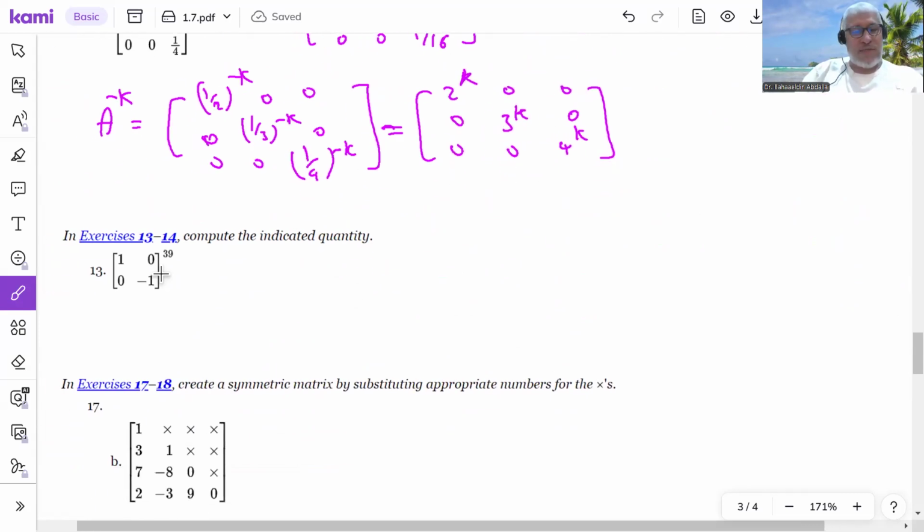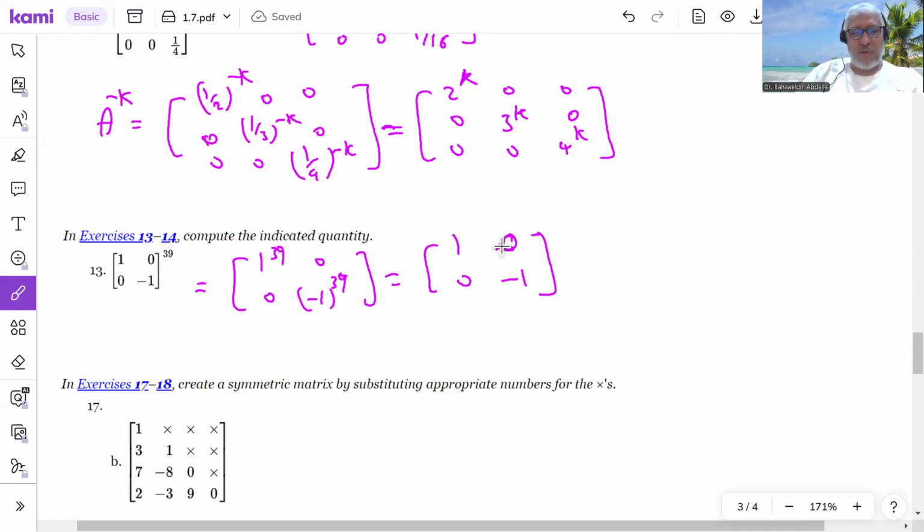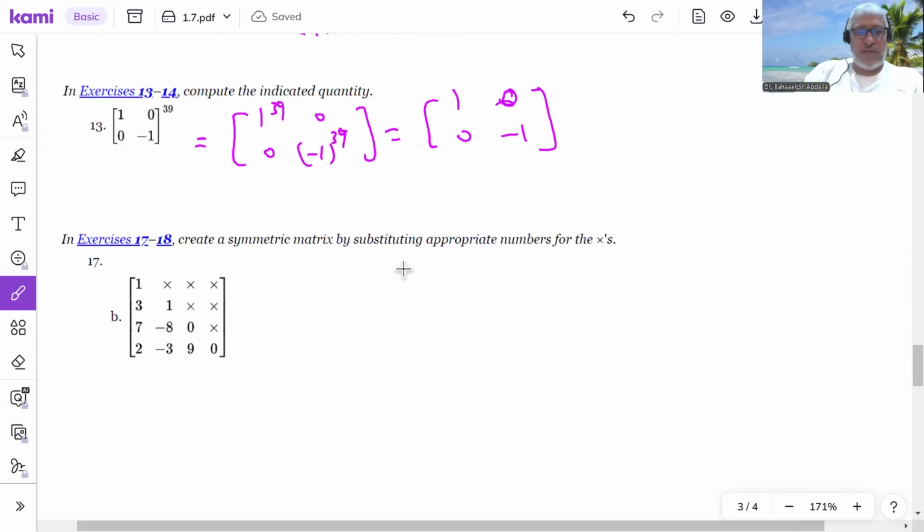Compute the indicated quantity. Well, this is a diagonal matrix, so it's easy to find the powers. So it's just 1 to the power 39 and negative 1 to the power 39. So 1, 0, 0, negative 1. Because negative 1 to the power 39 is negative. So it in fact will give you the same matrix. What about this one?